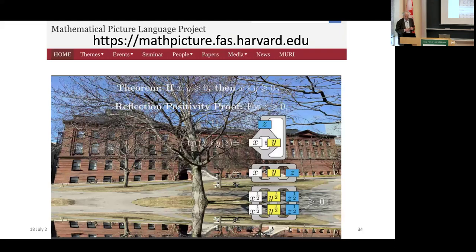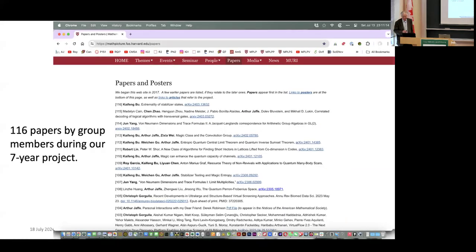So we have a lot of work on these things. I switched from studying quantum field theory to quantum information around 2015 when Cheng-Wei came as my postdoctoral fellow. And since then, we started what we call the Picture Language Project. If you want to see the papers coming out of this group, we have a website called MathPicture.FAS.Harvard.edu, and we have a list of papers there.